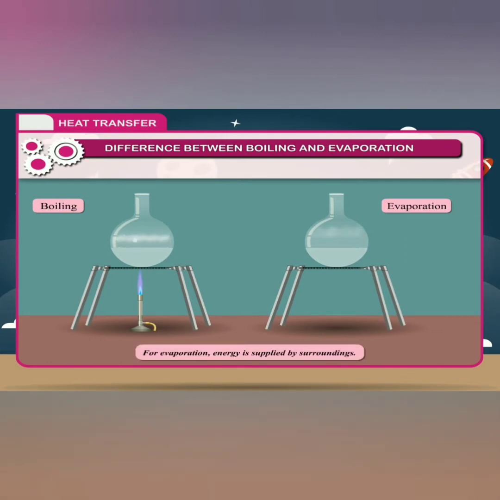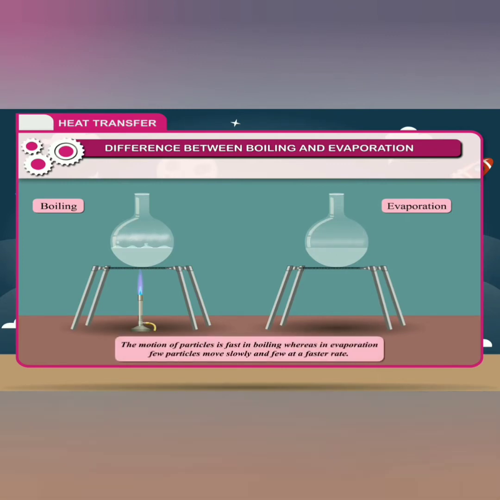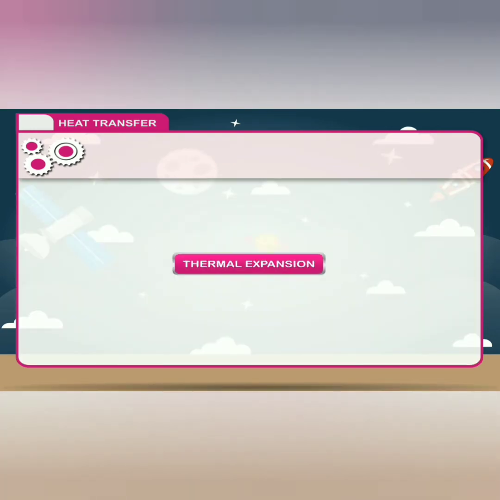For evaporation, energy is supplied by the surroundings. For boiling, a source of energy is needed. Boiling occurs rapidly, whereas evaporation occurs slowly. The motion of particles is fast in boiling, whereas in evaporation, few particles move slowly and few at a faster rate. I hope the difference is understood by you all. So let's now go to the topic thermal expansion.